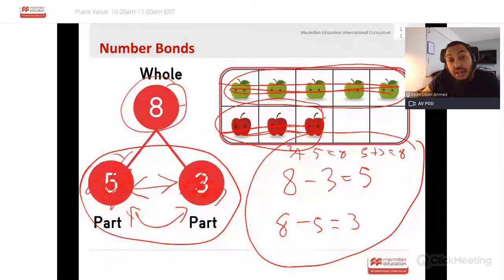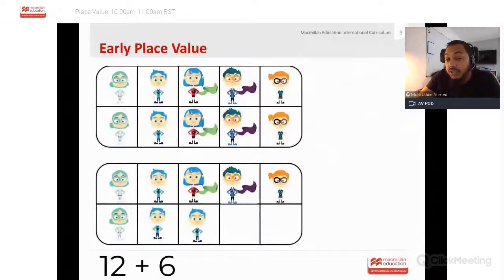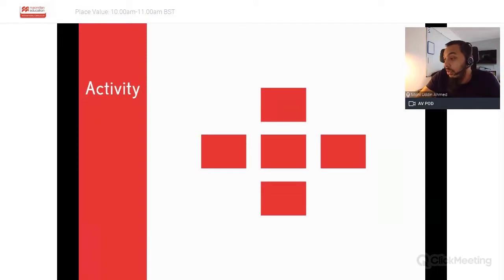And so number bonds, fact families, these are all really important aspects before we even start to get place value. So a prerequisite really of place value is to make sure we see and visualize numbers so that our children can really see the structure of numbers. That will allow them to be amazing mathematicians by the time you get to place value, and they will just understand place value a lot quicker, and it'll be a lot simpler for you as a teacher.